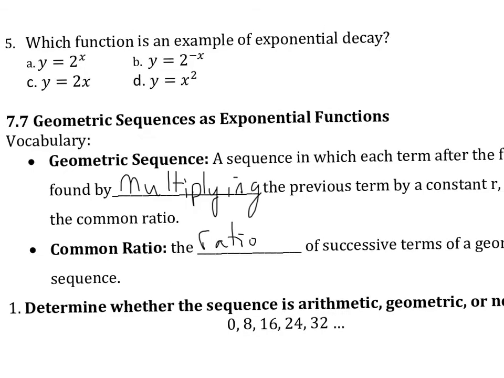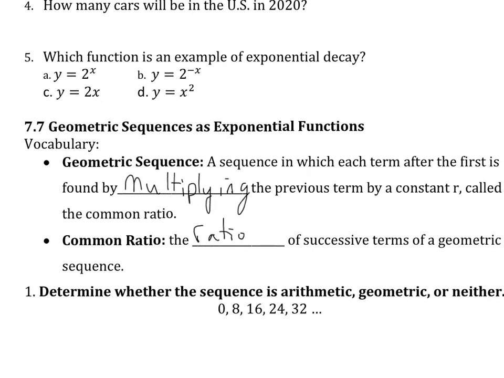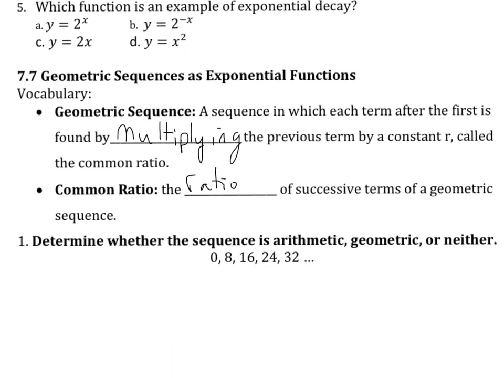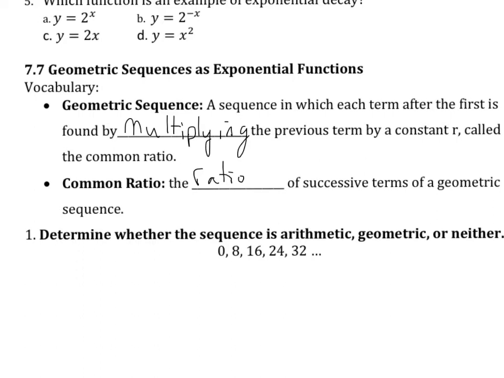So let's put these two new terms into practice. For our first question, we are asked to determine whether the sequence is arithmetic, geometric, or neither. As you talked about before in this semester, an arithmetic sequence is whenever we have a common difference, so whenever we're adding or subtracting a constant. Geometric is whenever we're going to multiply by a common ratio. So if we're not multiplying or adding or subtracting, then our answer is going to be neither.